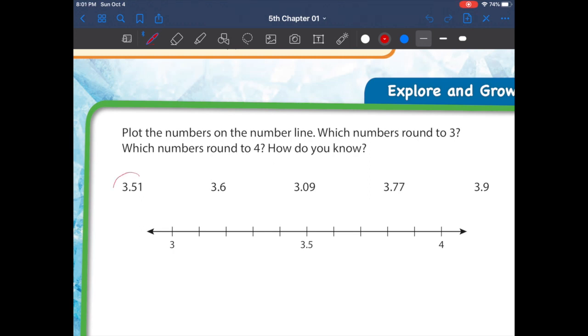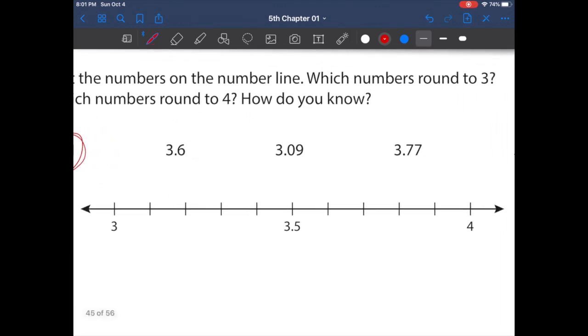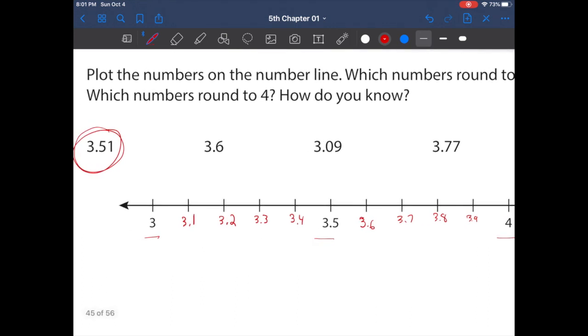So first thing, I'm just going to start right here with this 3.51. If we're looking at this number line, I see 3, I see 3.5, and I see 4. If you don't know what these number lines are right here, we're going to add them. So it's going 3.1, 3.2, 3.3, 3.4, 3.5, 3.6, 3.7, 3.8, 3.9, and then we have 4.